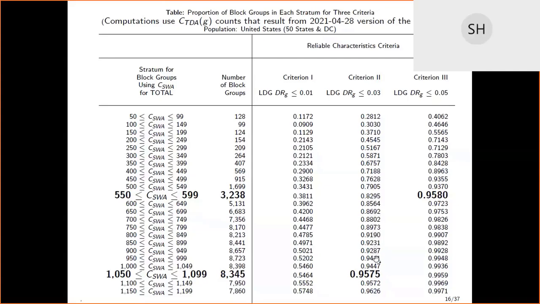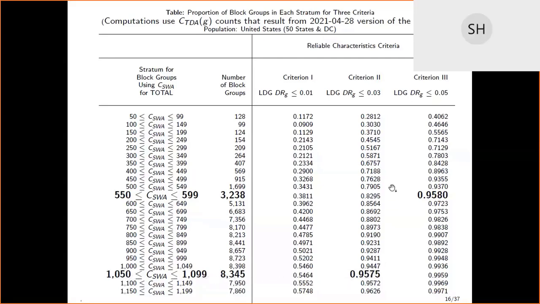And we say we will stop once we get to the point where we first cross 0.95, and that happens here. And we look across and we say there are 8,345 block groups in this stratum, and the boundaries of this stratum happen to be between 1,050 people and 1,099 people. So that's what we observe.